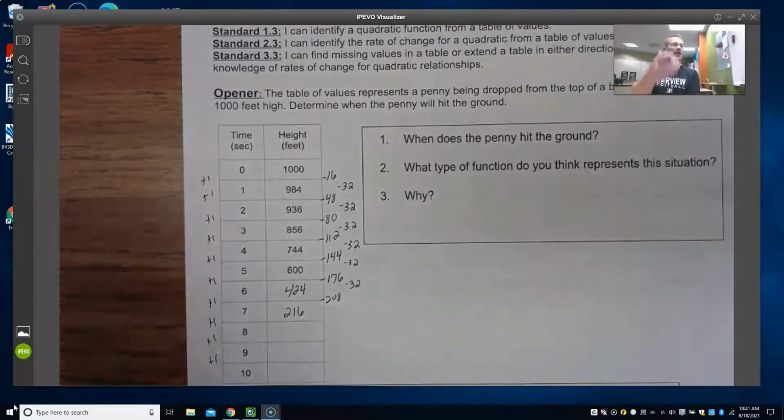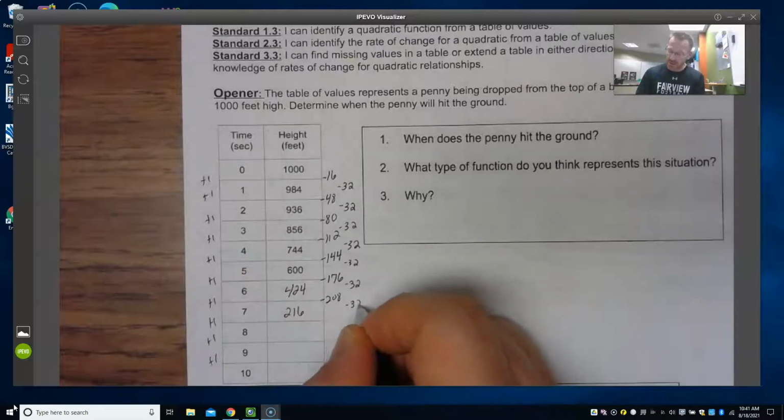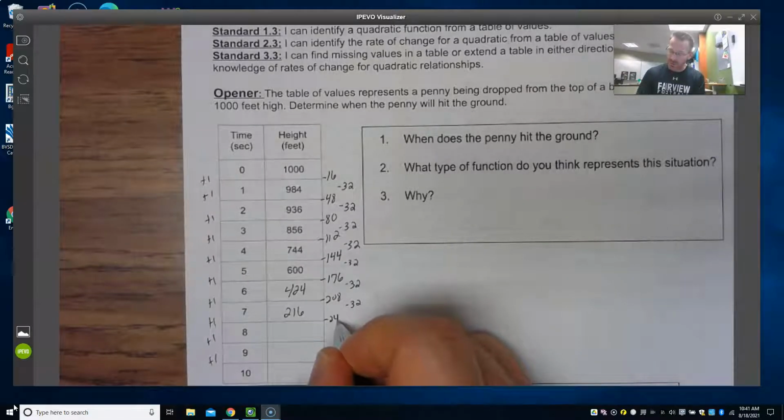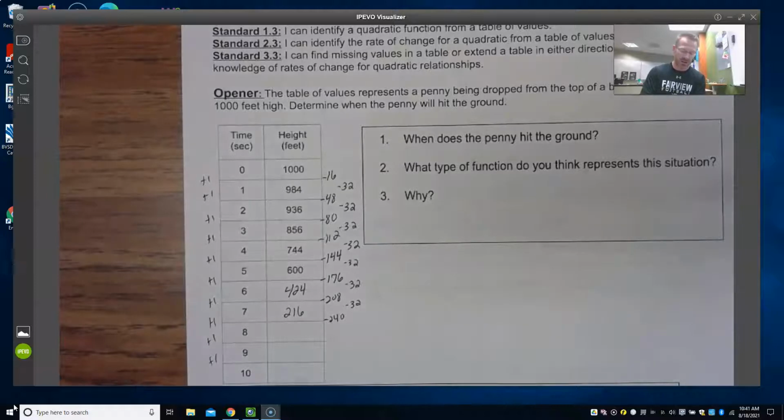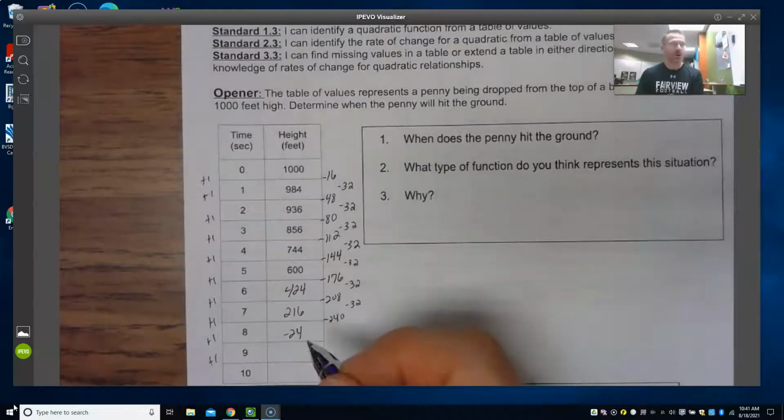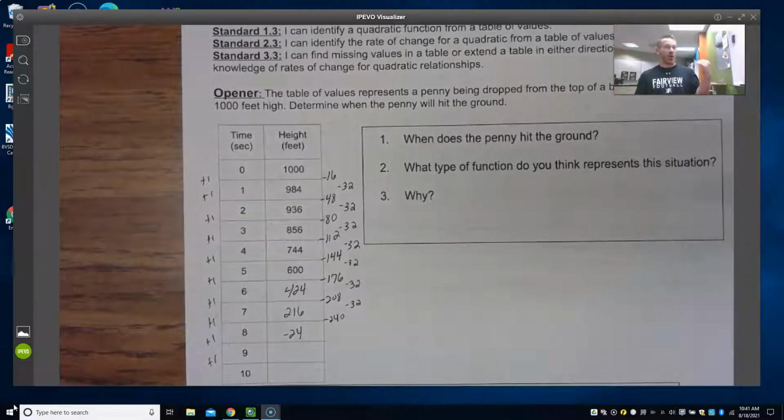To get my next rate of change, I subtract 32 again, and that's negative 240. And notice what happens here. So 216 minus 240 is negative 24. So if that penny went through the ground, right, at 8 seconds, it would be negative 24 feet deep.